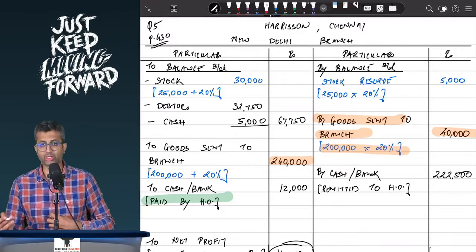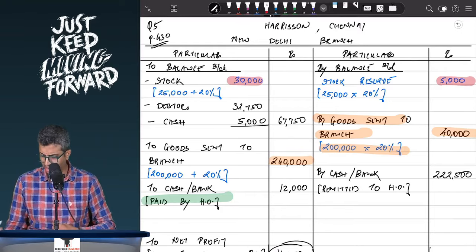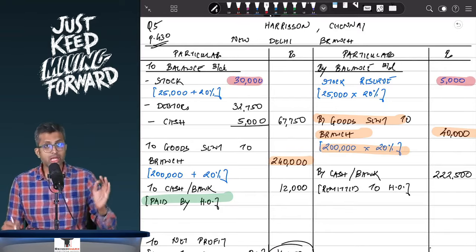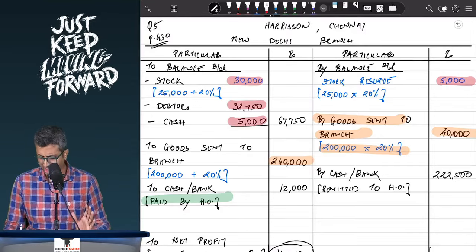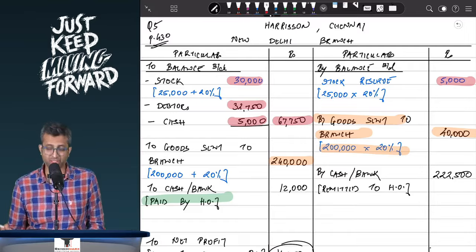So your opening stock was 30,000. Along with that, the loading opening of 15,000. Similarly, the debtors 32,750, cash of 5,000. Everything is recorded over here. In the closing, you know that the stock is 48,000.